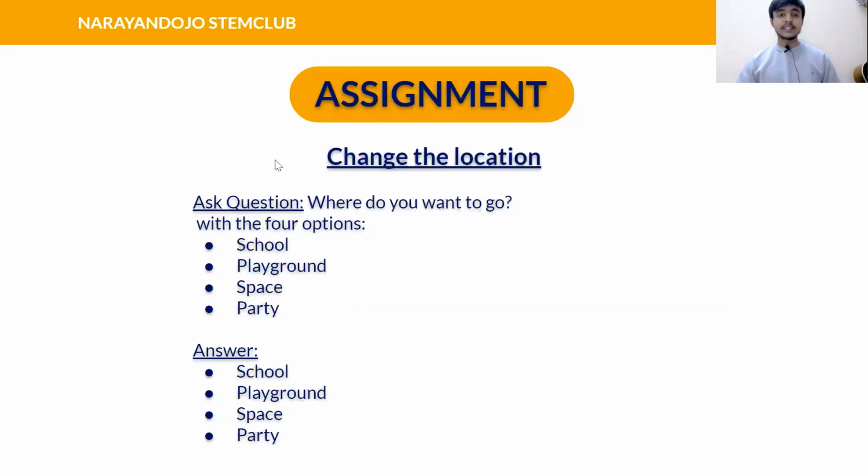So before starting the session, let's talk about yesterday's assignment. In yesterday's assignment, you had to change the location in the same project which we made yesterday. You had to change the location in the chatbot app. For this, you had to ask the question, where do you want to go, with four options: school, playground, space or party. And based on your reply, you had to change the location to school, playground, space or party.